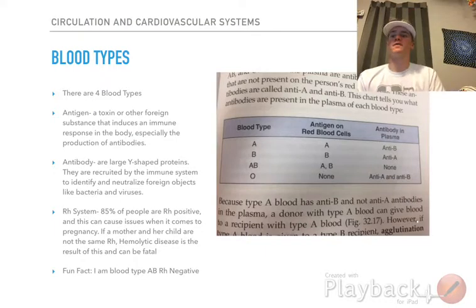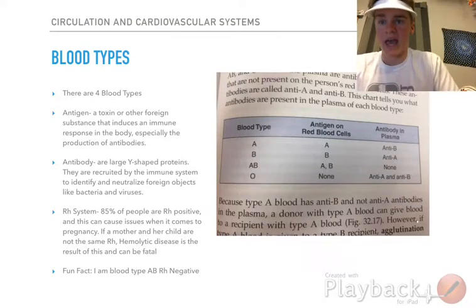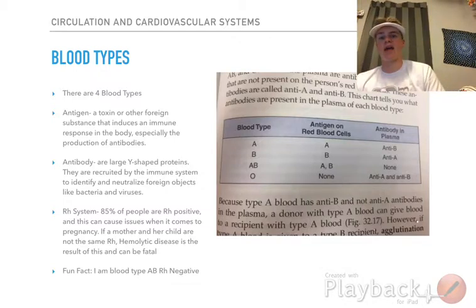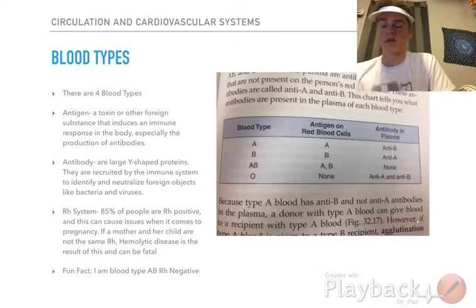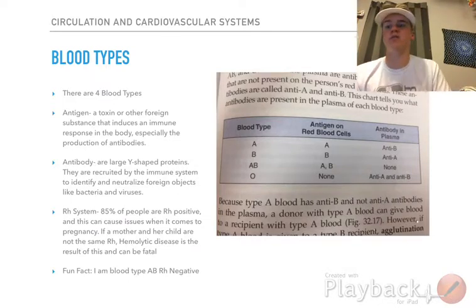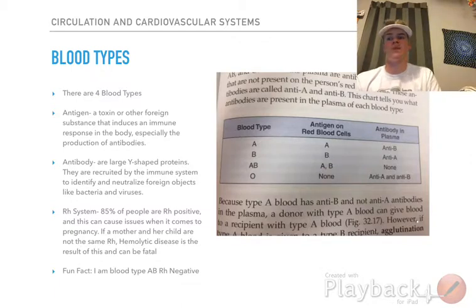And then blood types. There are 4 blood types. A, B, AB, and O. And each different blood type has a different antigen and antibody on them. Well, not all of them do, but most of them do. I'll get to that in a little bit. And antigens are a toxin or other foreign substance that induces an immune system response in the body, especially the production of antibodies. And then an antibody, which is a large Y-shaped protein that are recruited by the immune system to identify and neutralize foreign objects like bacteria and viruses.